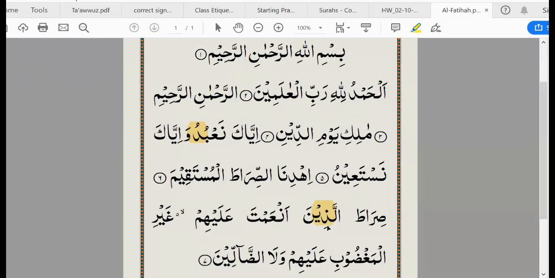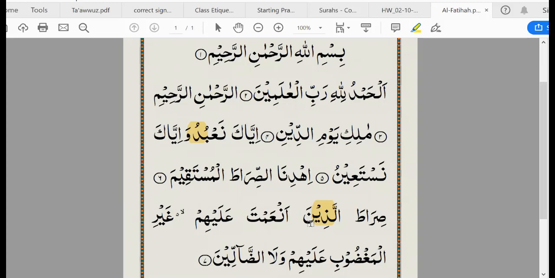And the same mistake again here. Sirat alladhina, only 2 seconds long. Here, alladhina, only prolong it for 2 seconds, no more than that, okay? Even if you are trying to beautify your tilawat. Kasra followed by ya should only be prolonged for 2 seconds.